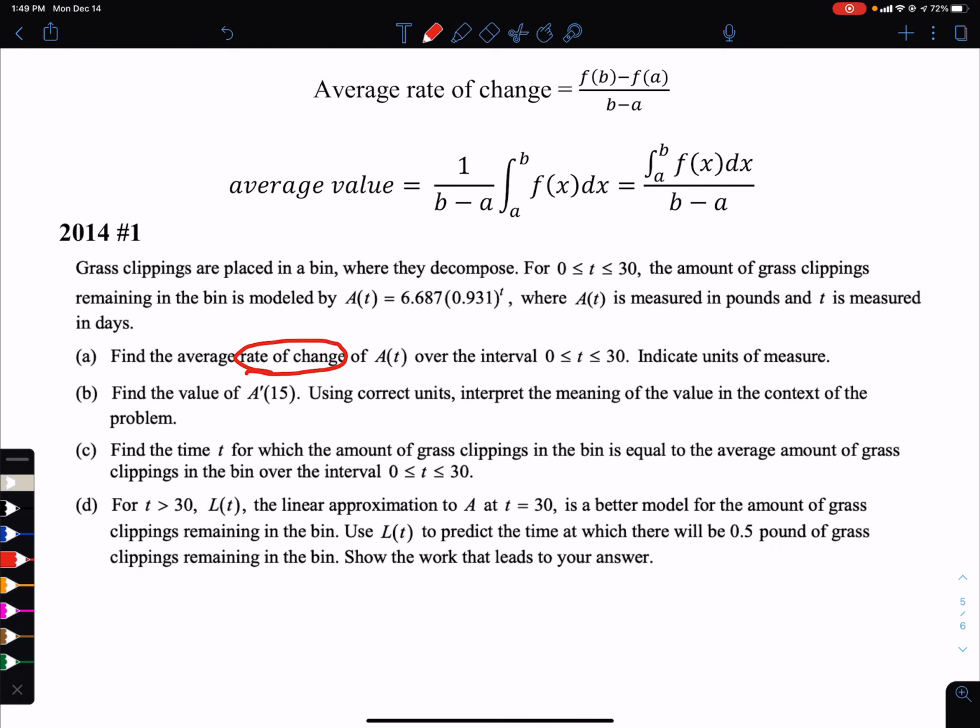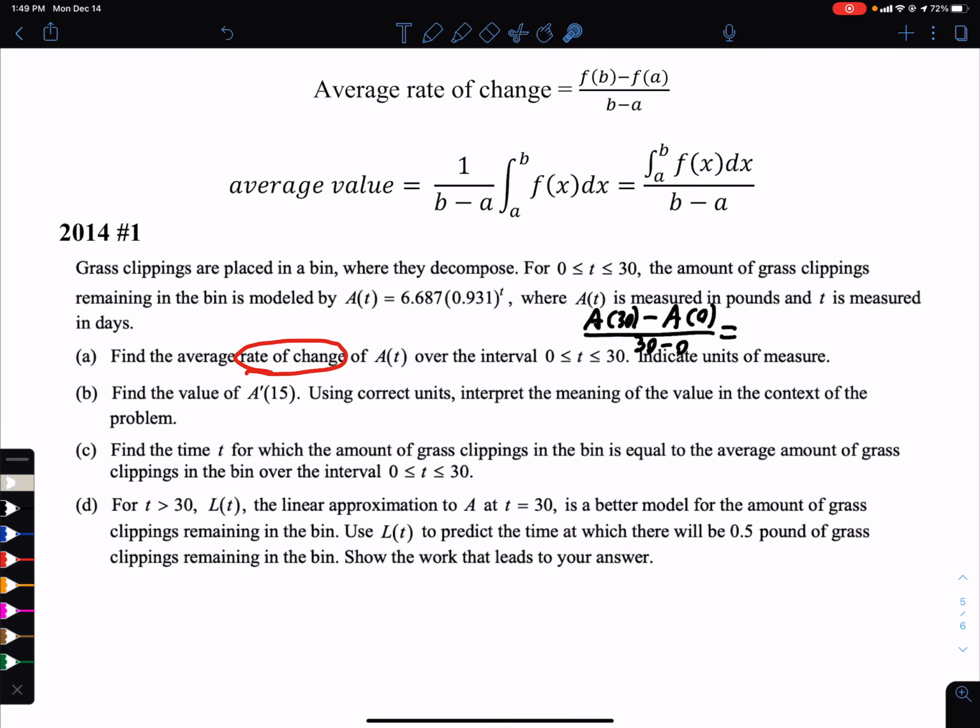So that's going to be f of b minus f of a over b minus a. I'm not going to calculate this out because you need a calculator, but I'm going to show you how you would set it up. It would be A at 30 minus A at 0 over 30 minus 0. Now you could put this in your calculator. They give you A. I'm not going to do that, but just to point out, that's how you would do that problem. Then B, find A prime at 15, or the derivative.